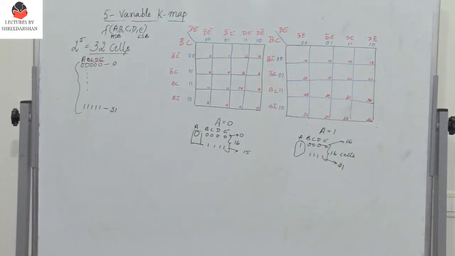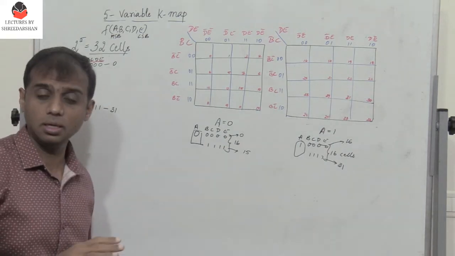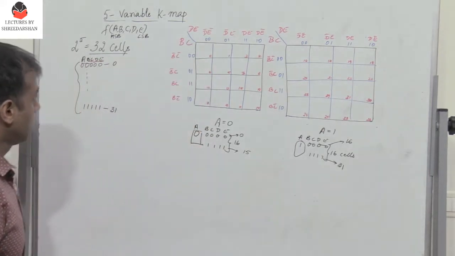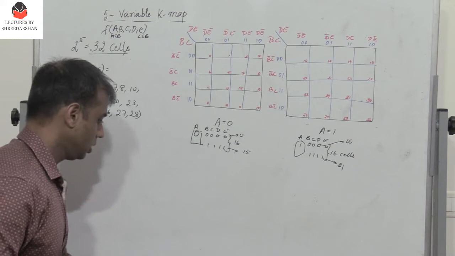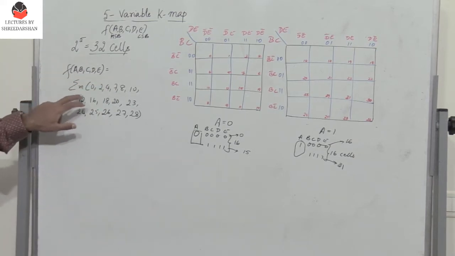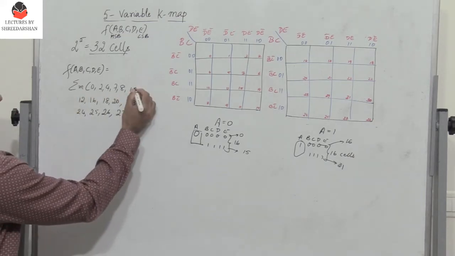Now how do I simplify a 5 variable expression using a 5 variable K-map? So let's take an example and let us see how we can simplify it. We'll take 2 examples. So here I have a function of a, b, c, d, e, where I have a 1 for the cells 1, 2, 4, 7, 8, 10 and so on.